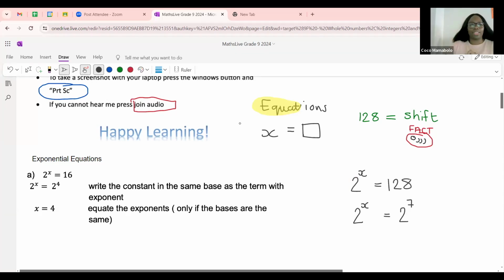Beautiful. Oh, excellent work. All right, so if 128 can be written as 2 to the power of 7, because now I have the same base, I've got a 2 there and I've got a 2 there, what I can now do is cancel my bases. And then what is X equal to? X is actually equal to 7. How cool is that?